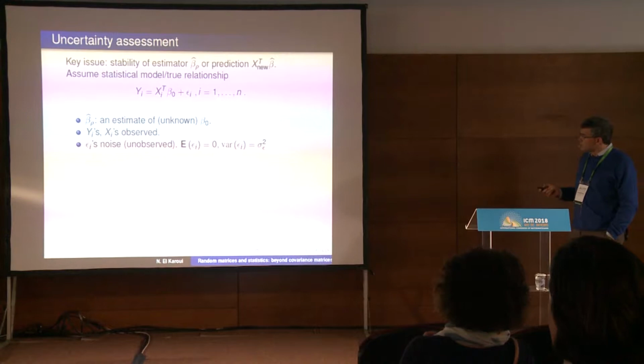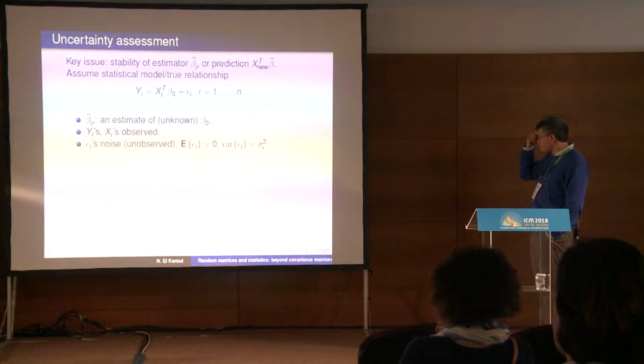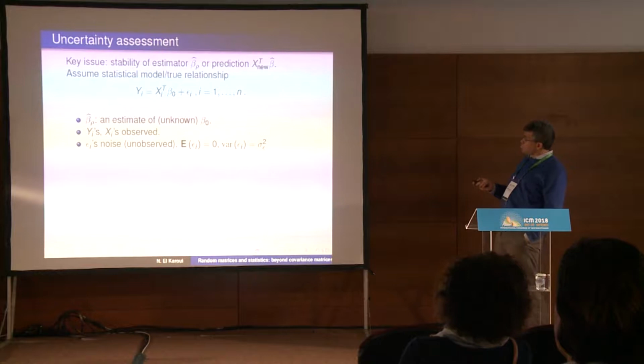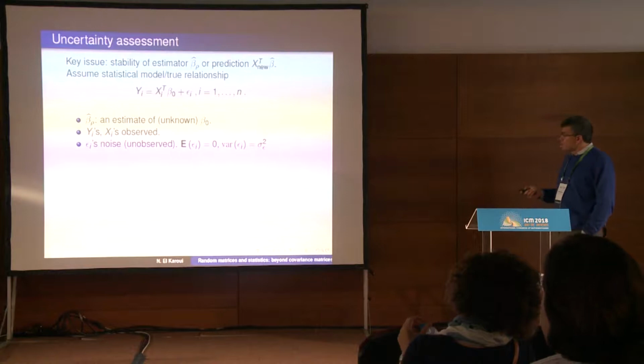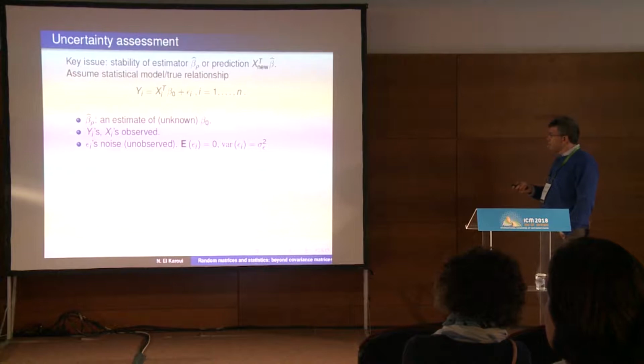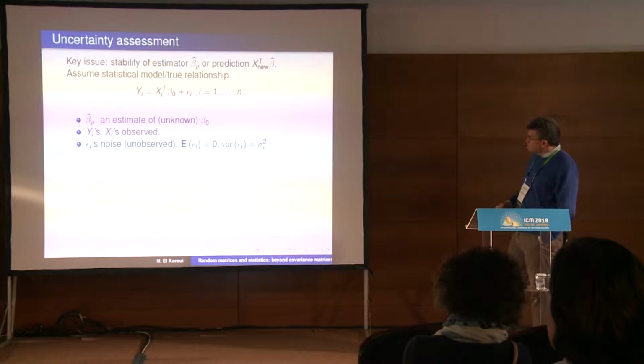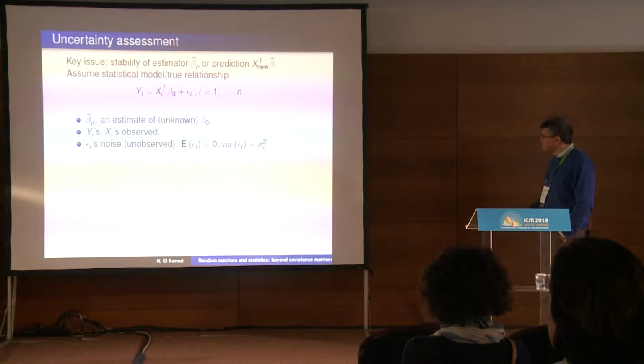In most of the talk, I'll assume that I have a statistical model, which I didn't need in the previous slide, where my response y_i is actually truly a linear combination of the predictors plus some noise. Beta hat_rho is my estimate of the unknown beta_0. y_i and x_i are observed, that's my data set. And epsilon_i is the noise and it's unobserved. In all of the talk, it will have mean zero and variance sigma squared epsilon, so the standard linear model.